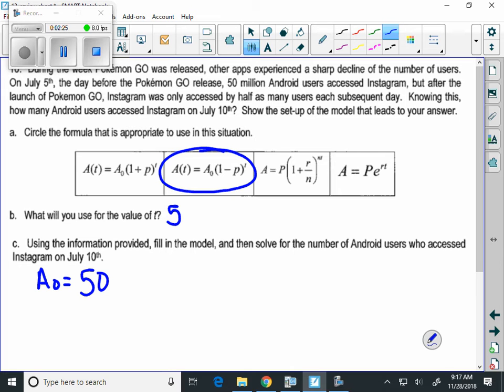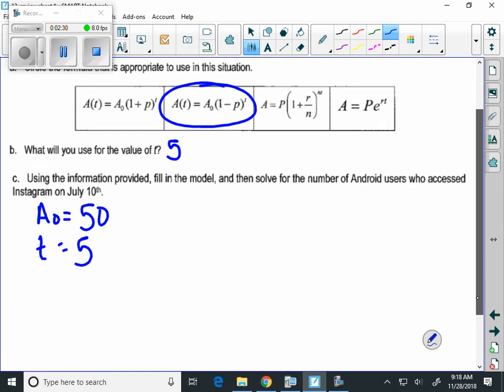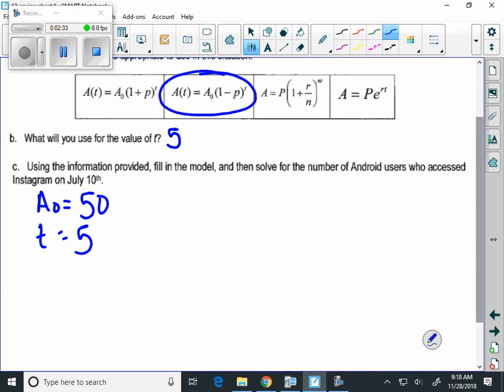We know our time from part B is 5. And then what we also need is our P. And this is what made this a little bit tough. What it said is, it says that we're decreasing by half each day. And I'm going to write half as 0.5. We do not need to change. We don't need to move the decimal point on there because it's not a percent. It doesn't say 50%. It just says half each day.